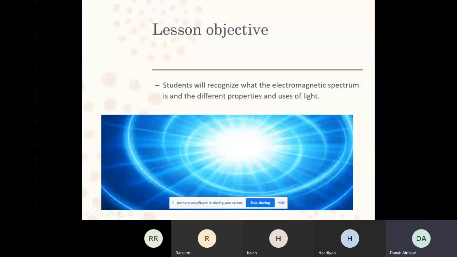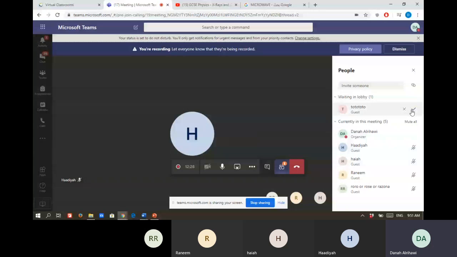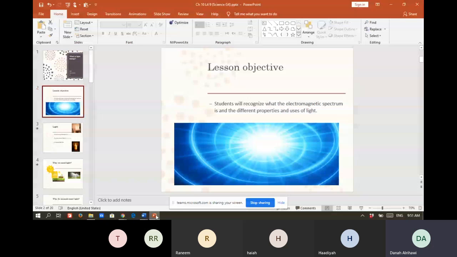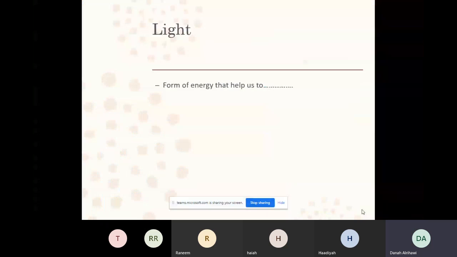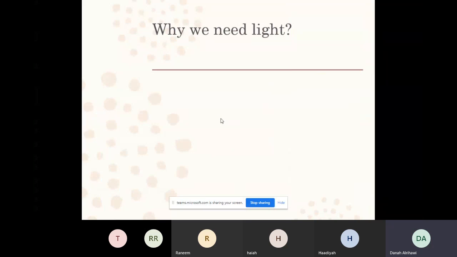Let's see the last lesson. Yesterday we said that the waves are organized in the electromagnetic spectrum according to their wavelength and frequency. We started talking about light. The main source of energy on the earth is the sun, and we get light and heat. We can also get light from a candle and from lamps. And we said that all living things need light.